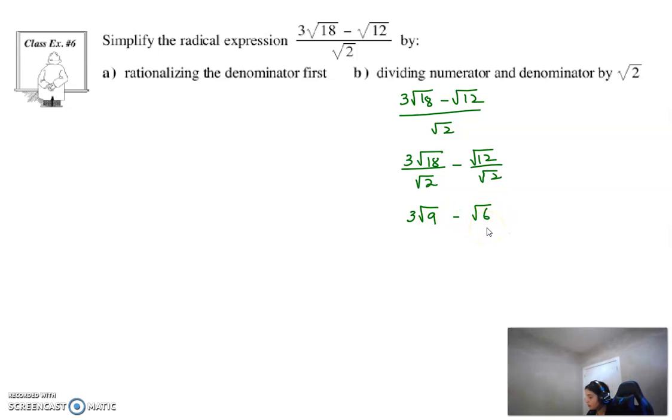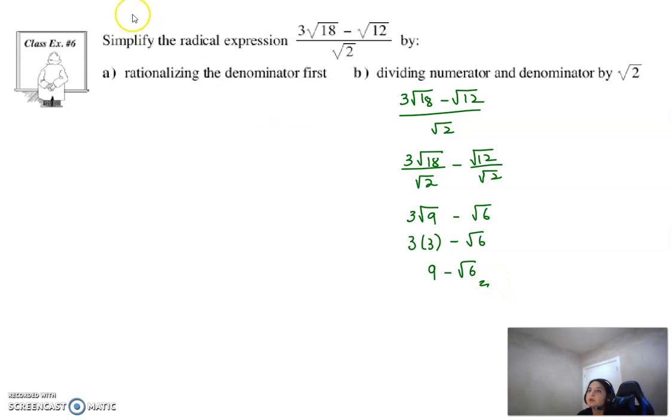We can then simplify each of them even further. This gives me 3 times 3 minus root 6. Really can't do anything with that, and that ends up becoming our final answer. Okay? So that's a method we've already learned.